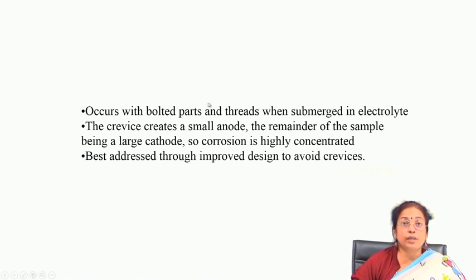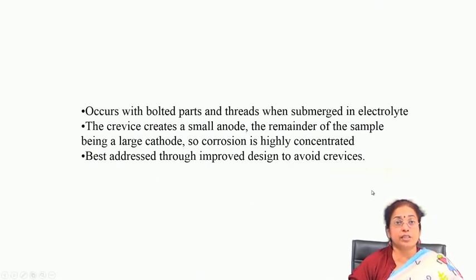It occurs with bolted parts and threads when submerged in electrolyte. The crevice creates a small anode and the remainder of the sample is a large cathode. So here another problem exists, not only the differential aeration cell formation, but also the unfavorable area ratio, because in the crevice region the area is much smaller than the outside region. Because of the very small anode to cathode ratio, the corrosion rate inside the crevice region is much higher than that of the outer part.